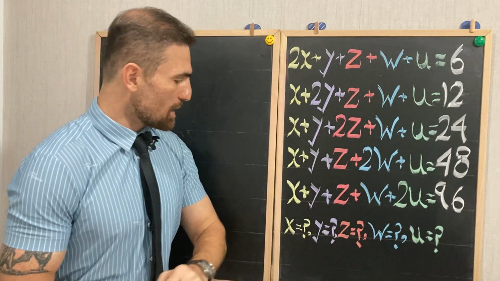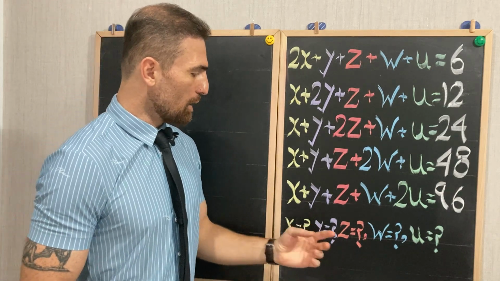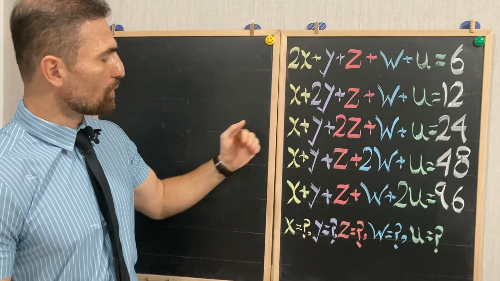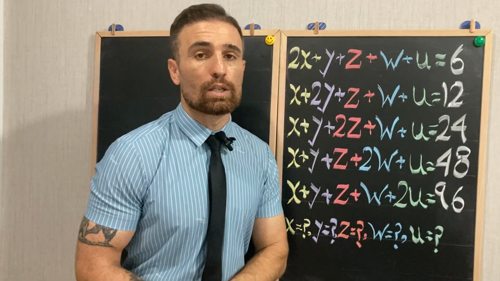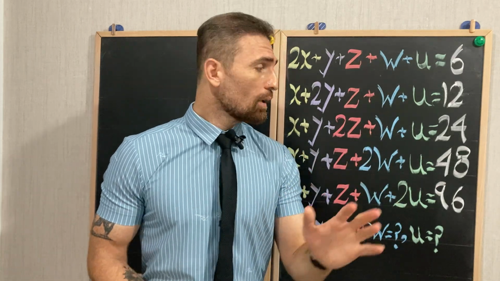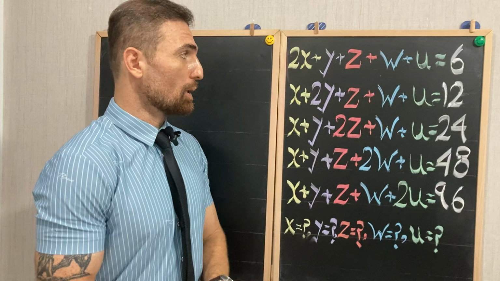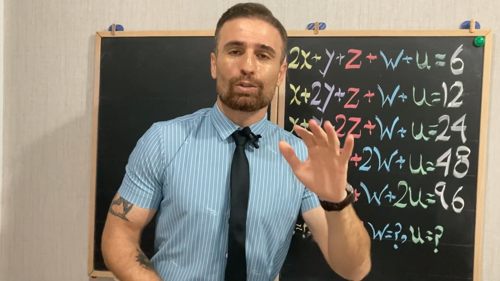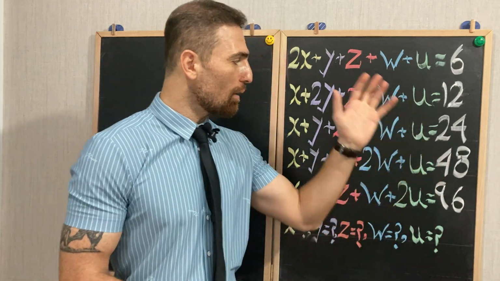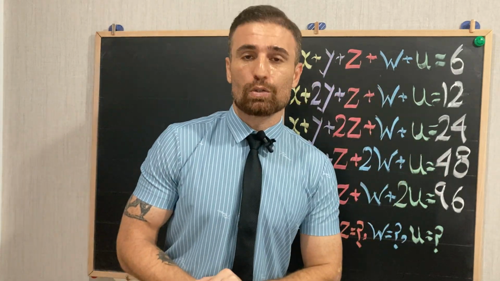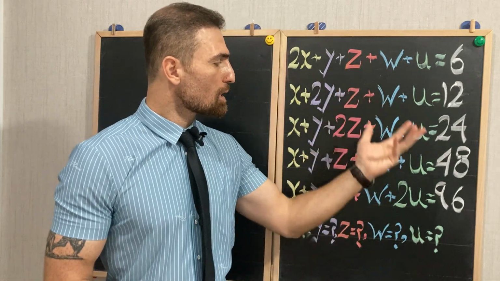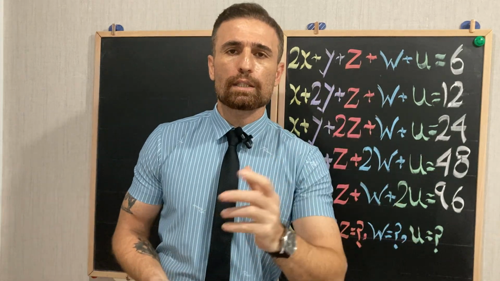The question says, find the value of x, y, z, w, and u while we have 5 equations. But what should we do to solve this type of question? The question looks complicated, but do not worry. Today, I'm going to teach you a very simple trick to solve this type of question in a few seconds. But what is this trick?